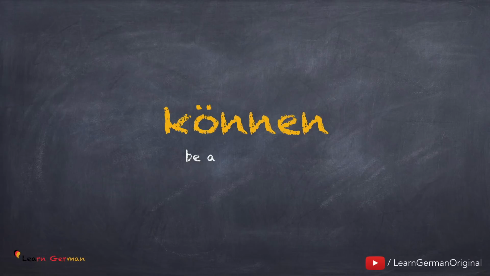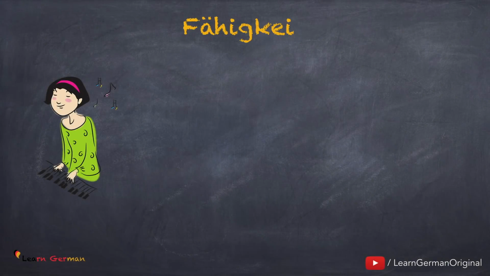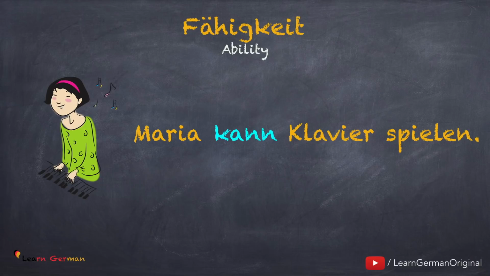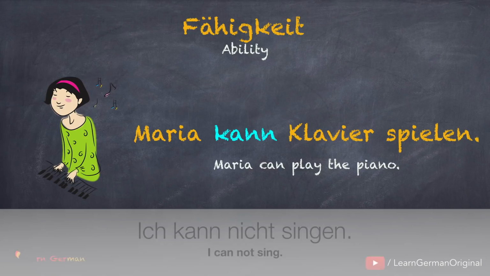Let's first look at the modal verb können. And here are the various uses of this modal verb. The first one is when you're talking about abilities. Fähigkeit. Maria kann Klavier spielen. So when you're talking about the ability to do something, then you will use the verb können. You will also use it when you're not able to do something. For example, Ich kann nicht singen.